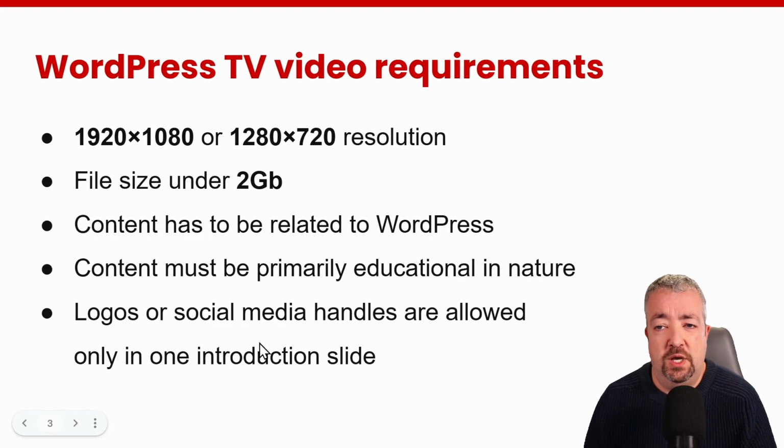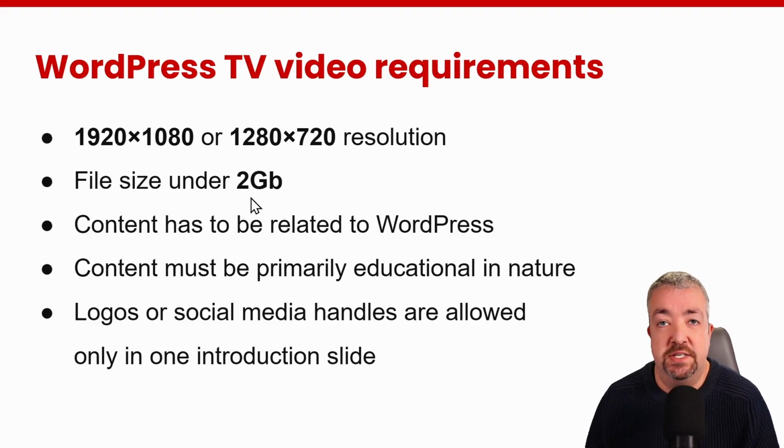But before, we have to see some details about the requirements of the videos uploaded to WordPressTV. The resolution has to be 1080 or 720. Vertical resolution videos are not allowed. File size must be under 2 GB. You will see in some places of the website that it has to be under 1 GB. Actually, it's 2 GB. But keep in mind that the bigger the video, the more probable it is that the upload fails. So try to be sensible and make it as light as possible.